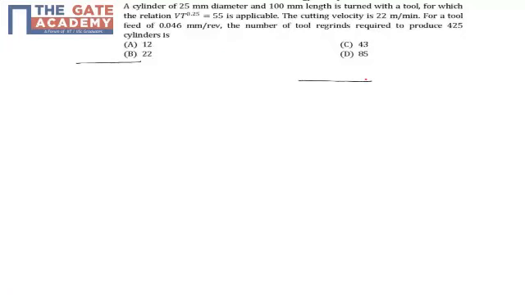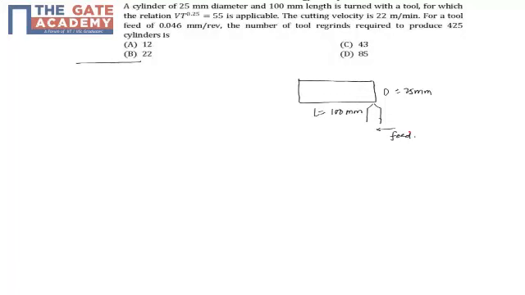You are given a cylinder which you want to turn on a lathe tool, where the length is 100 mm and the diameter is 25 mm. I mean, maybe the diameter might be larger. You want to reduce it to 25 mm, and this is your feed.